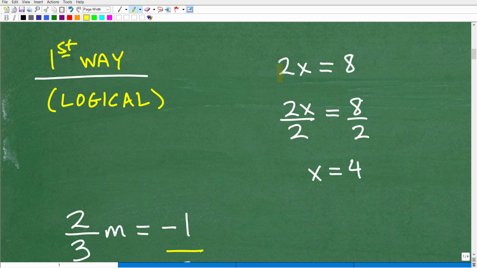So to do this, let's first of all review a basic equation like this. 2x is equal to 8. Okay, so what's going on here? 2x, well, this is multiplication. This is 2 times x is equal to 8.